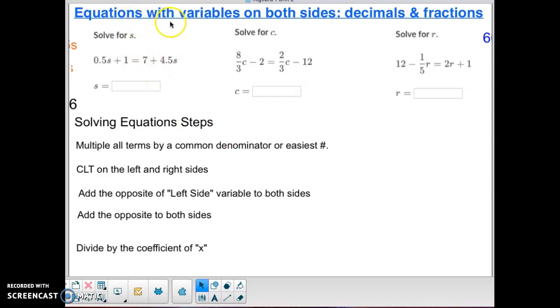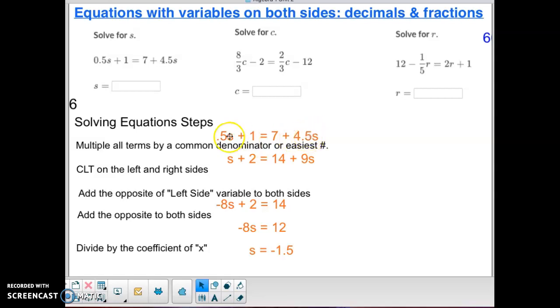Now this one is the same thing, equations with variables on both sides, only with decimals and fractions. It's not that hard. So let's take this first one, for example, this one right here that I'm looking at, and I'm just going to plop that in here as well. What I like to do if I have a decimal is multiply it by the smallest number possible to get rid of the decimal.